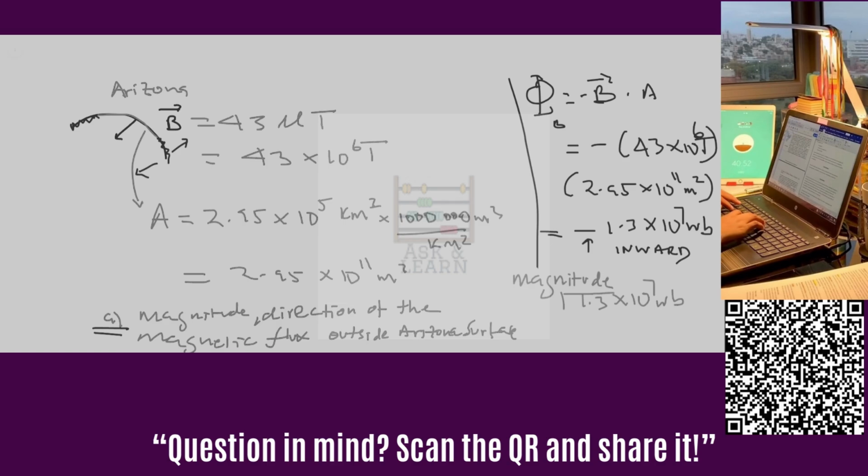And since the direction is positive, it means that according to Gauss's law, the sum of the flux has to be zero. So by Gauss's law, we have 1.3 times 10 to the 7 Webers, and that's going to be outward.